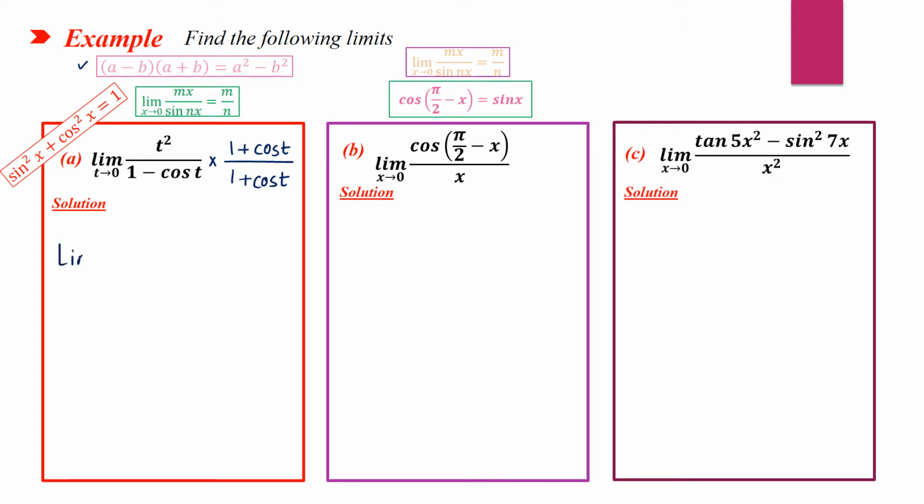So in the denominator we have 1 minus cosine t multiplied by 1 plus cosine t. So it will be the first term squared, 1 squared, minus the second term squared, cosine squared of t, and up top we have t squared multiplied by 1 plus cosine of t. 1 squared equals 1.